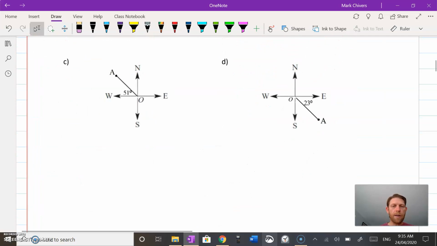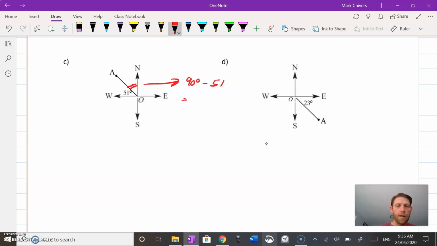For this next one, once again, they've given us the wrong angle. We have to start at either north or south, whichever one's closer. We know this angle there, but what we need to know is this angle in here. To find that angle, it's going to be 90 degrees minus 51, which is 39 degrees. So if we know that the angle from north towards A is 39 degrees, then we're starting at north and moving 39 degrees towards the west.